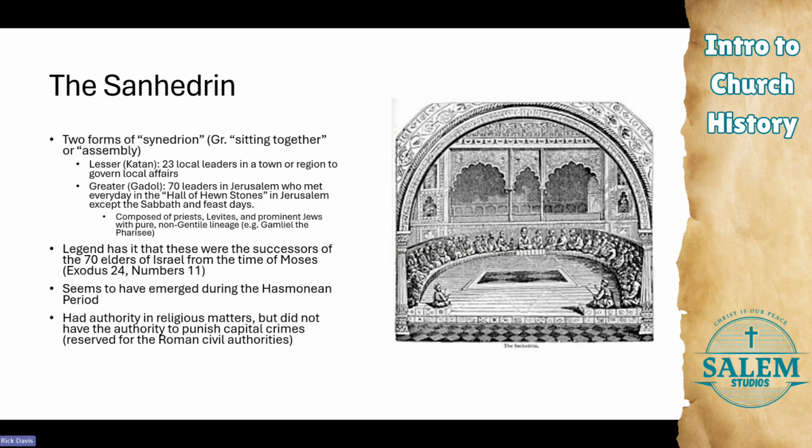This was the Sanhedrin that was mentioned in the New Testament, where you had the 70 leaders in Jerusalem who met every day, as Josephus describes, in the Hall of Hewn Stones, except on the Sabbath and on the great feast days. So this Sanhedrin was composed of the priests, Levites, and prominent Jews with pure non-Gentile lineage. So think about Gamaliel the Pharisee. He was a member of the Sanhedrin, along with Joseph of Arimathea, as well as Nicodemus.